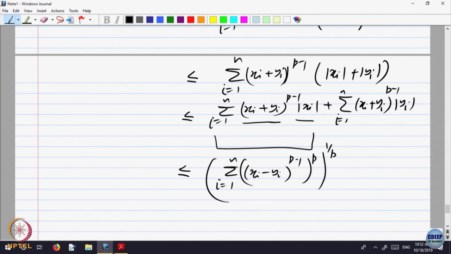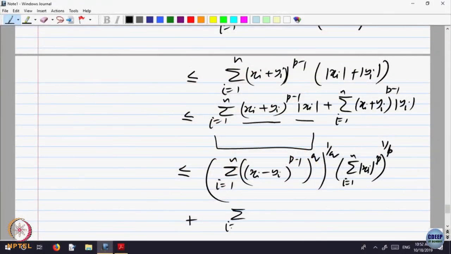Let me write q here instead of p for this, and p for the other, because x_i belongs to l^p. So, the sum of |x_i + y_i|^((p-1)q) raised to power 1 over q, into the sum of |x_i|^p from i equal to 1 to n, raised to power 1 by p. Is it okay? I have called them a_i and b_i: a_i is from the x_i's, b_i's are the other ones. Similarly, plus the second term: the sum of |x_i + y_i|^((p-1)q) raised to power 1 over q, into the sum of |y_i|^p from 1 to n, raised to power 1 by p.